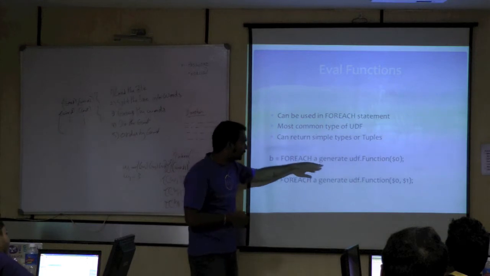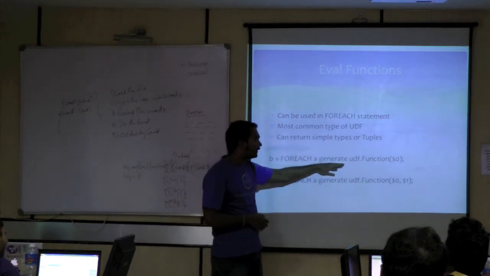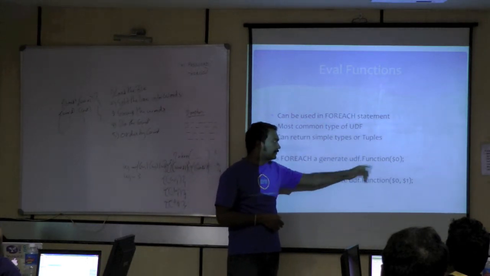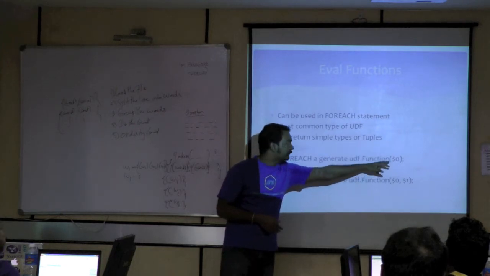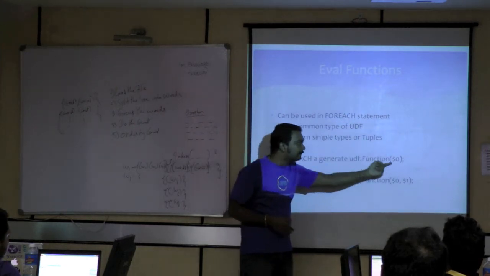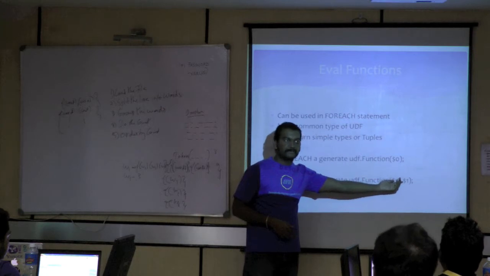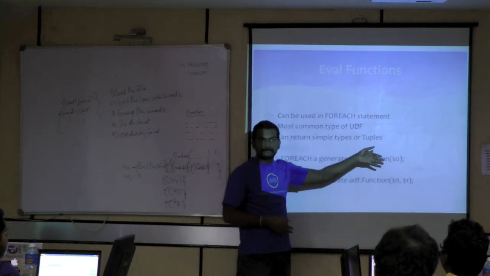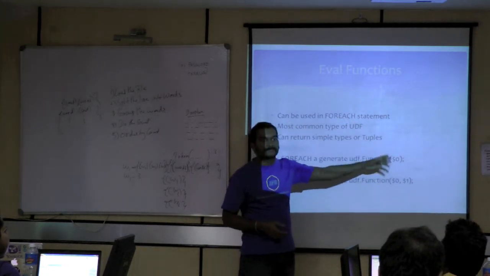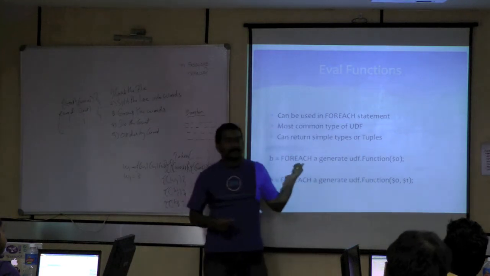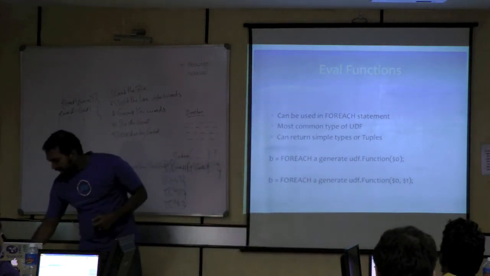So you say foreach a whatever relation, generate. So this is your package dot your function. And then what do you want to pass? You can pass a single parameter, you can pass multiple parameters, or you can pass in a tuple. In this relation itself you can pass, and that becomes a tuple.